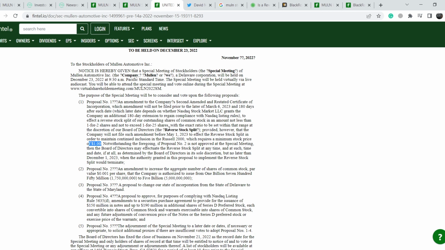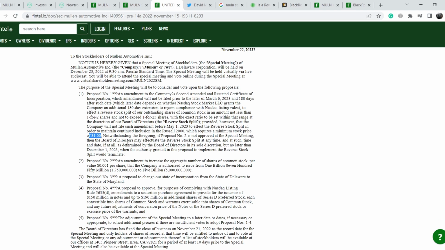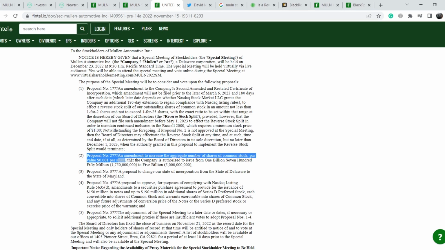And definitely the reverse stock split by itself is a quite neutral procedure, but in general this pushes the price of the stock lower. But it is not the scariest part. The scariest part is right here. It is proposal 2, and it says an amendment to increase the aggregate number of shares of common stock, par value of $0.001 per share, that the company is authorized to issue from 1,750,000,000 shares to 5 billion shares. And definitely it is a huge dilution, more than 3 to 1 dilution of existing shareholders. And I have to say that this proposal will be granted because the maximum voting power is in the hands of David Michery, and I covered it in one of my previous videos.